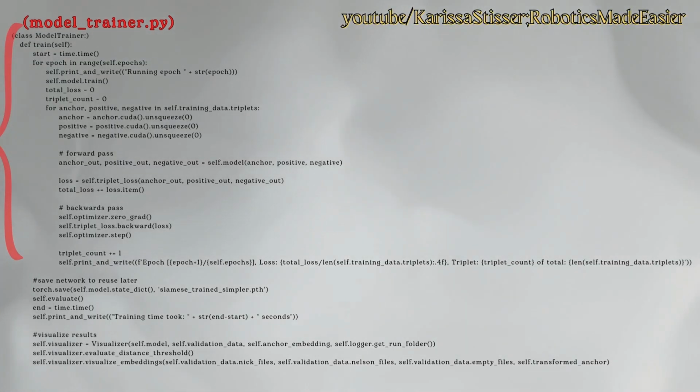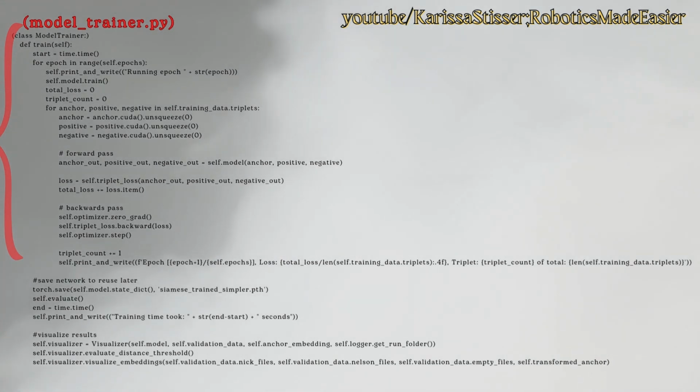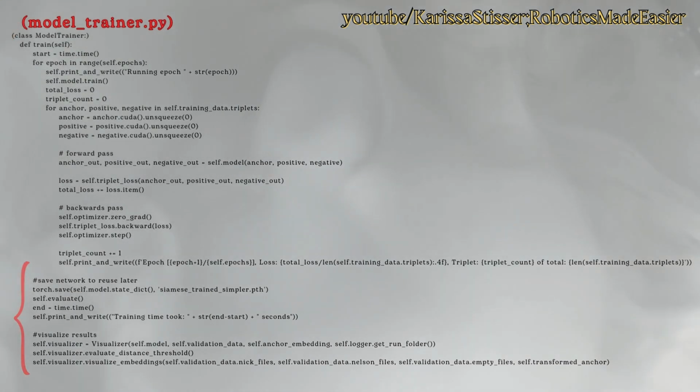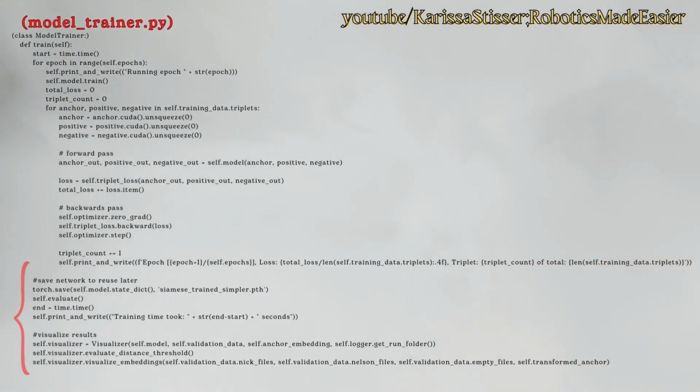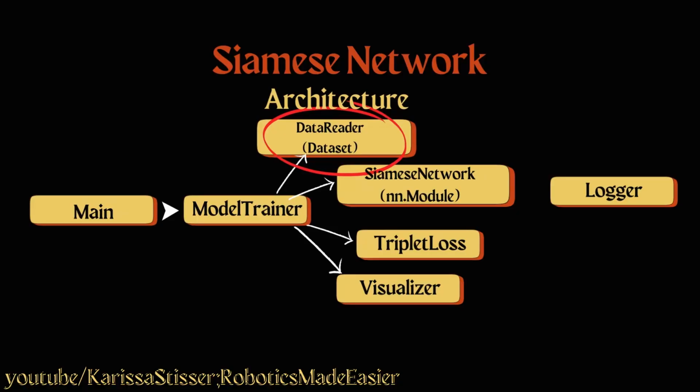Next, for the train function of the model trainer, we loop over the epochs for each training iteration and call train. I loop through each triplet, setting the data to CUDA, sending it through a forward pass through the model, computing the loss, sending it through a backwards pass, and recording the epoch, loss, and triplet. Then we save off the model, evaluate the performance on the validation dataset, record the time it took to train, and visualize results. And in the evaluation function, we loop through the validation dataset, recording the true positives for the NIC images and false positives for the Nelson and empty images, compute our average precision, and record the data. Let's look at the data reader next.